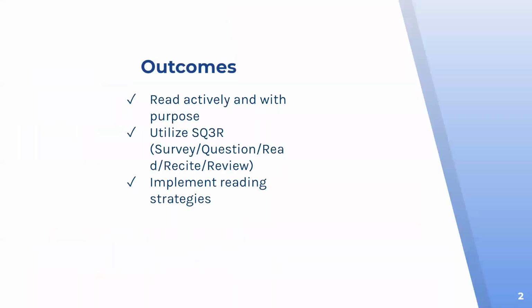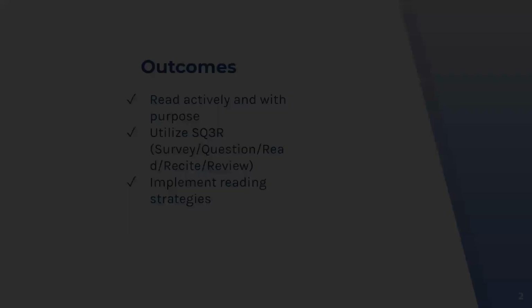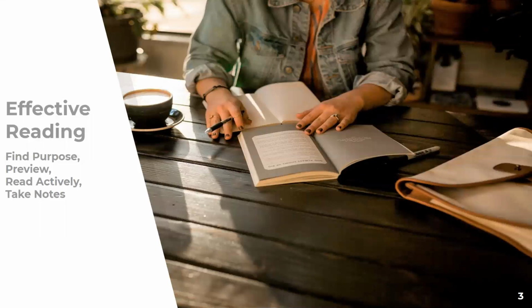Our learning outcomes today include reading actively and with purpose, utilizing SQ3R, which stands for Survey, Question, Read, Recite, and Review, and implementing strategies to make the most of time spent reading. First, we'll focus on techniques that contribute to effective reading. These include finding purpose, previewing the text, reading actively, and taking notes or annotating.